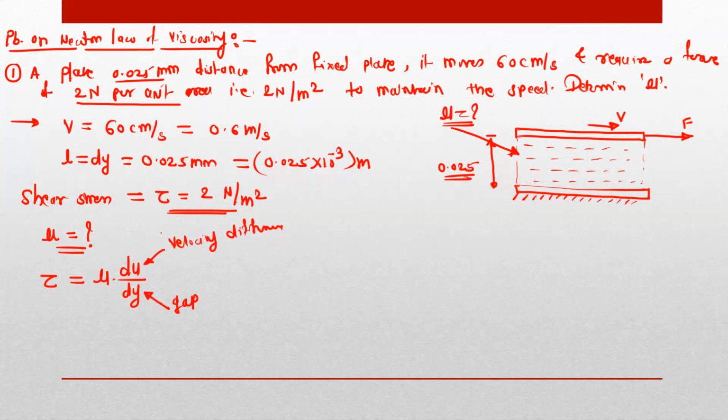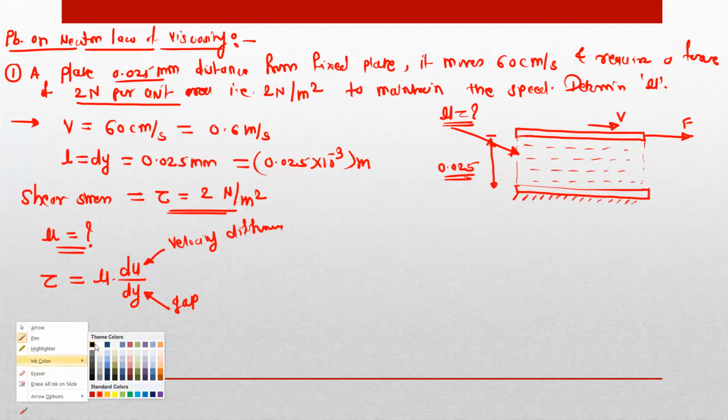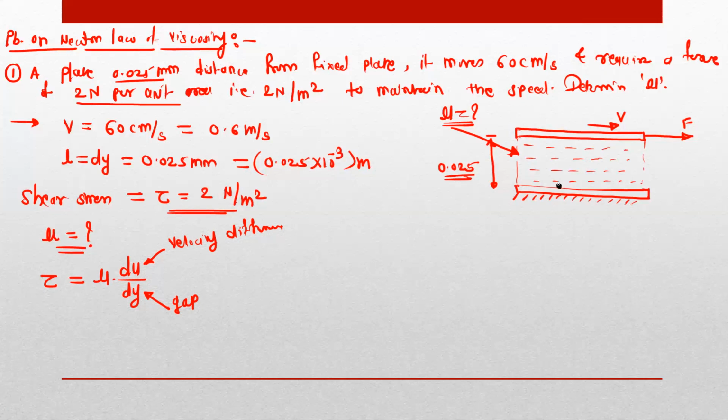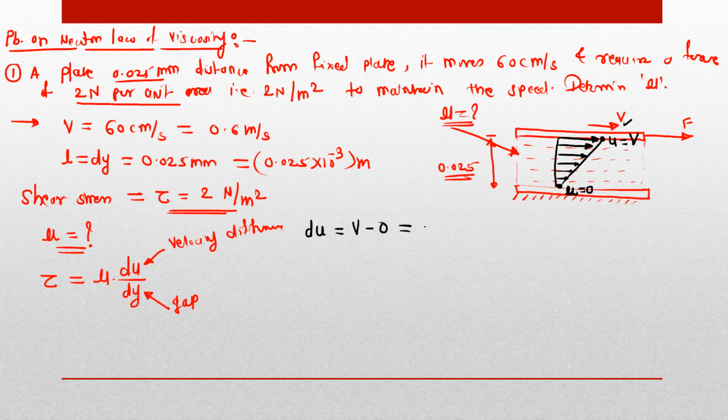So the velocity difference will be, at the bottommost layer, which is in contact with the stationary plate, the velocity will be 0. Okay, and velocity will increase from the bottom plate up to the top plate, and at this point velocity will be maximum, which is equal to v. So we get this velocity triangle. Here u is equal to 0, and at this point u is equal to the maximum velocity. So du, that is the difference in the velocity, is equal to v minus 0, which is 0.6 meter per second.